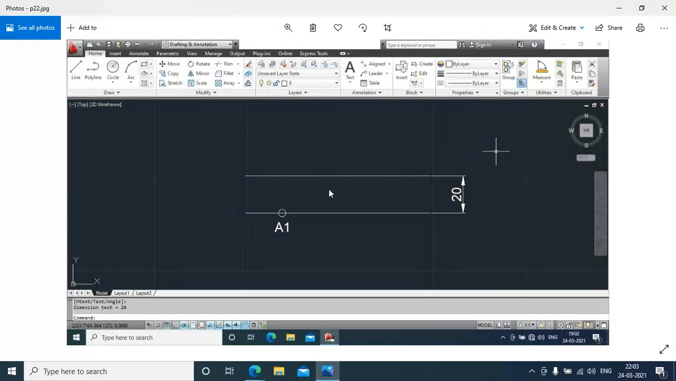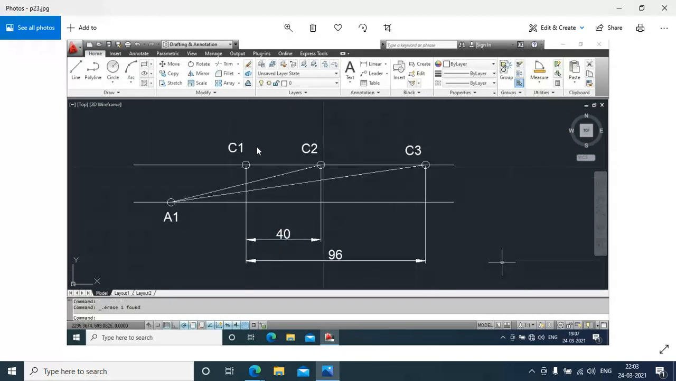So we have drawn two lines at a distance of 20 mm from each other and plotted a point A1. Now we have plotted a random point C2 on the second line and at a distance of 40 mm and 96 mm we have plotted points C2 and C3 respectively. Now we have joined the points A1 C2 and A1 C3.